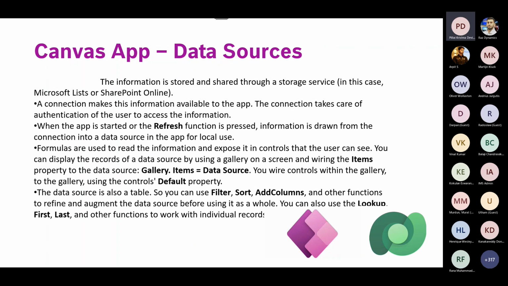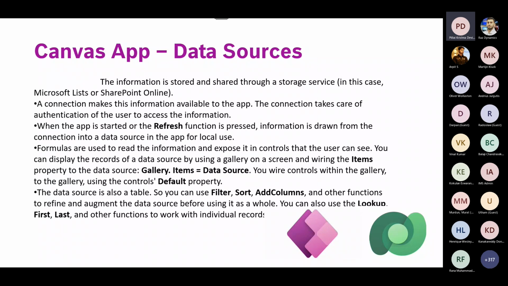So I move on to data sources. When do I go for external data sources? As the name says, when I want to bring my external data and build an app to visualize those data, I make sure that I have enough connectors available. So I could use a Microsoft list. I could use SharePoint Online. I could store my data in any of the external platforms, create a connection, and then bring the data to the apps. So the connection makes the information available to the app.